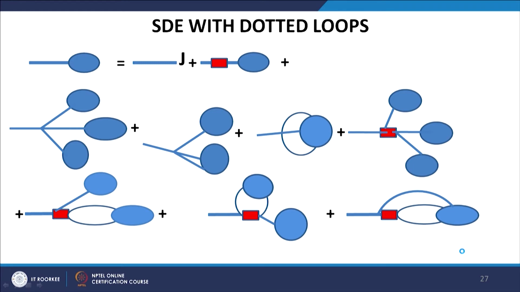With the introduction of dotted loops, the figures with red colored boxes are the new additions to the Feynman diagrams, and these are mandated by the introduction of dotted loops. Let us look at the definition of these red colored boxes.